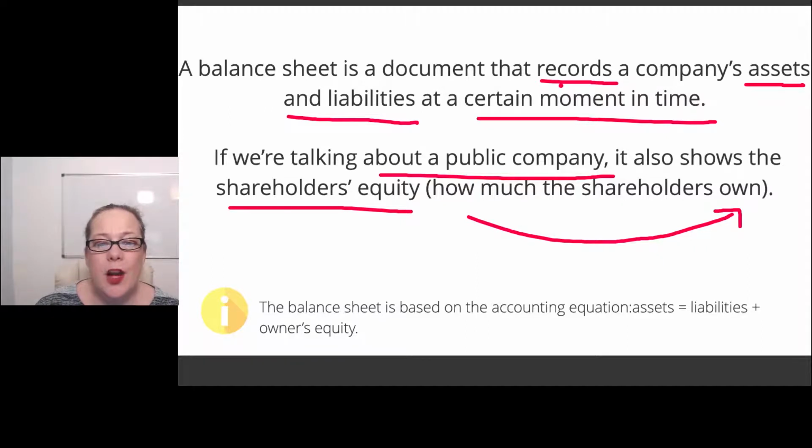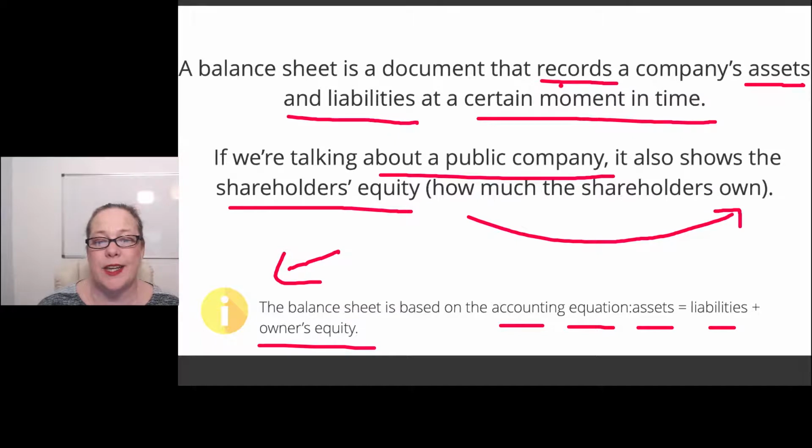So the simple equation here is that the balance sheet is based on the accounting equation: assets equals liabilities plus the owner's equity. Okay, equity. Again, this is another delightful accounting word. Equity, equity.